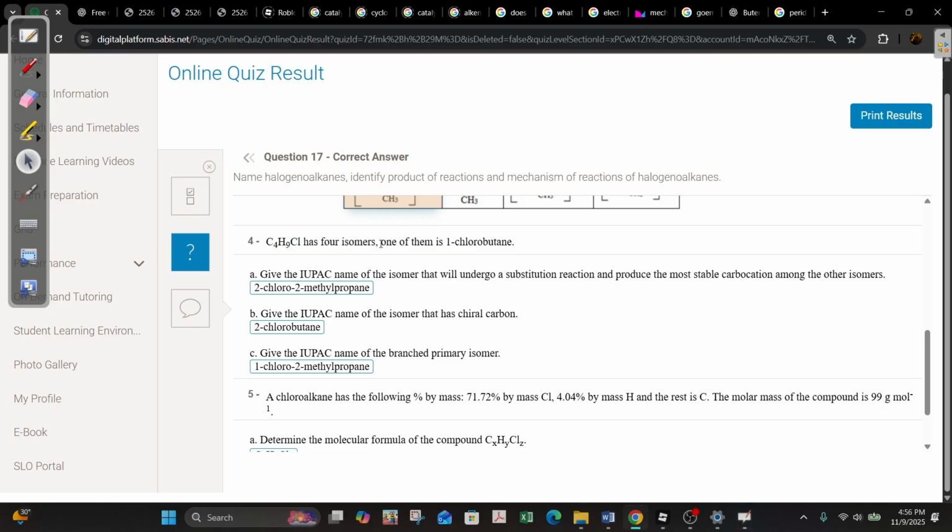C4H9Cl has 4 isomers. One of them is 1-chlorobutane. Give the IUPAC name of the isomer that will undergo a substitution reaction and produce the most stable carbocation. What is the most stable? The isomer that has a tertiary carbocation. So we're looking for an isomer that has a tertiary carbon. Which one is that? That will be this isomer.